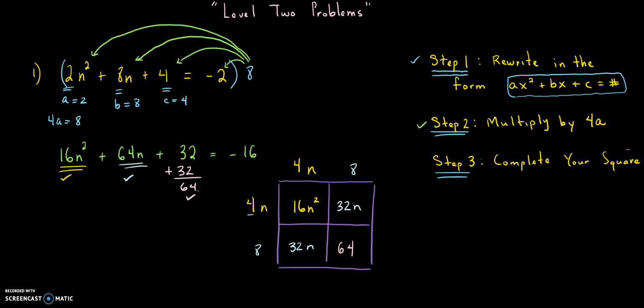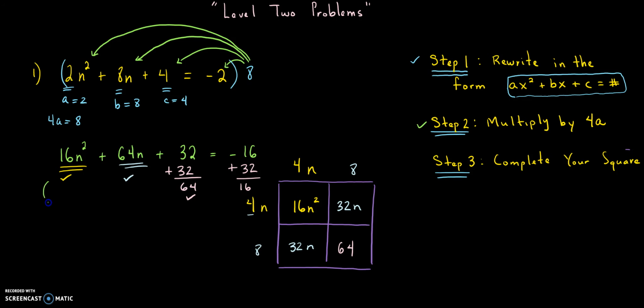I got all my checks. Everything that's in this box is right here. The only issue is that if I add 32 to one side of an equation, I better add it to the other side as well. So if I add it to the other side, negative 16 plus 32, well, that is 16. Now I'm ready, and I've completed my square.